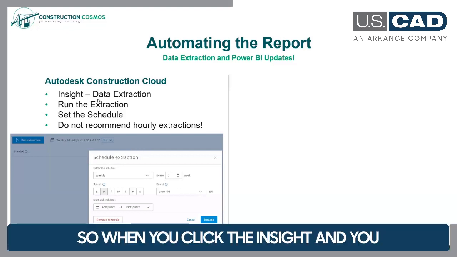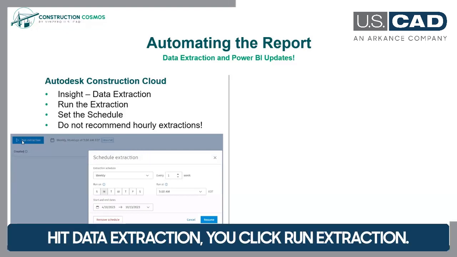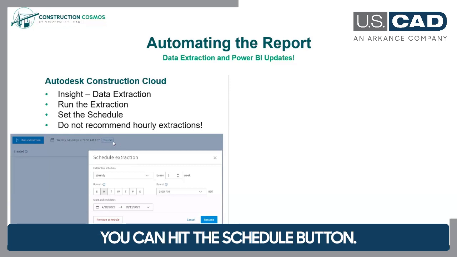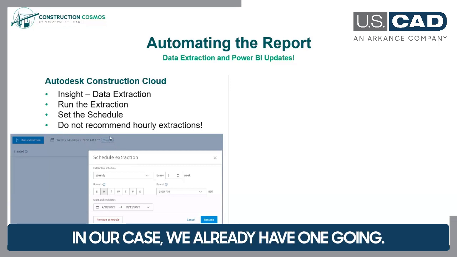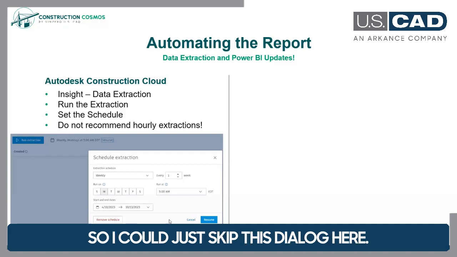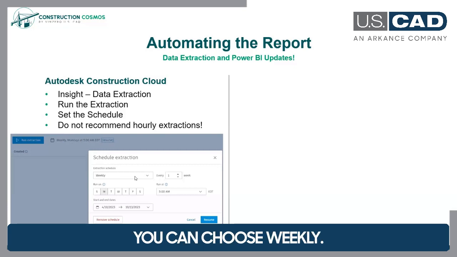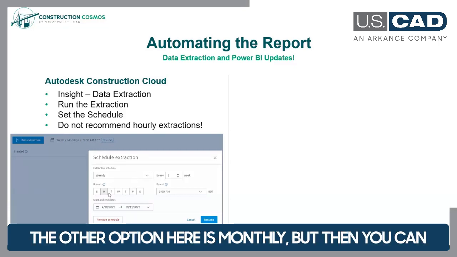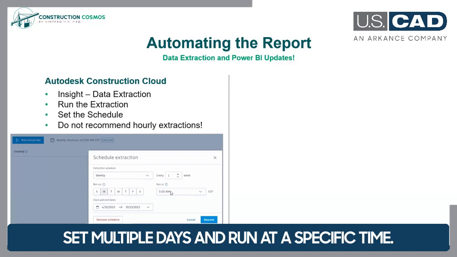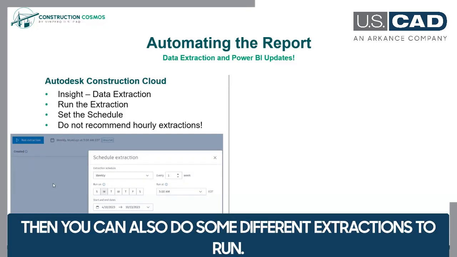So when you click that in Insight, and you hit data extraction, you click run extraction, you can hit the schedule button. In our case, we already have one going, so I hit the stop and resume so I could just get this dialogue here. You can choose weekly. The other option here is monthly, but then you can set multiple days and run at a specific time. Then you can also do some different extractions to run.